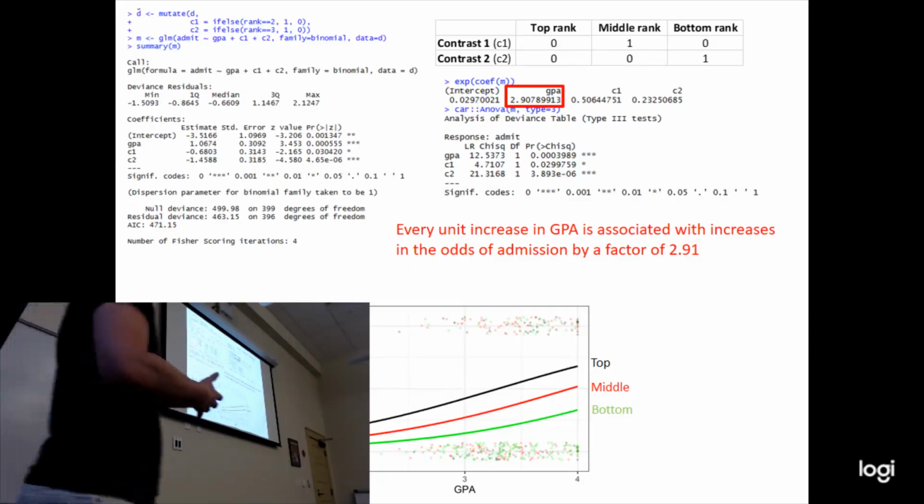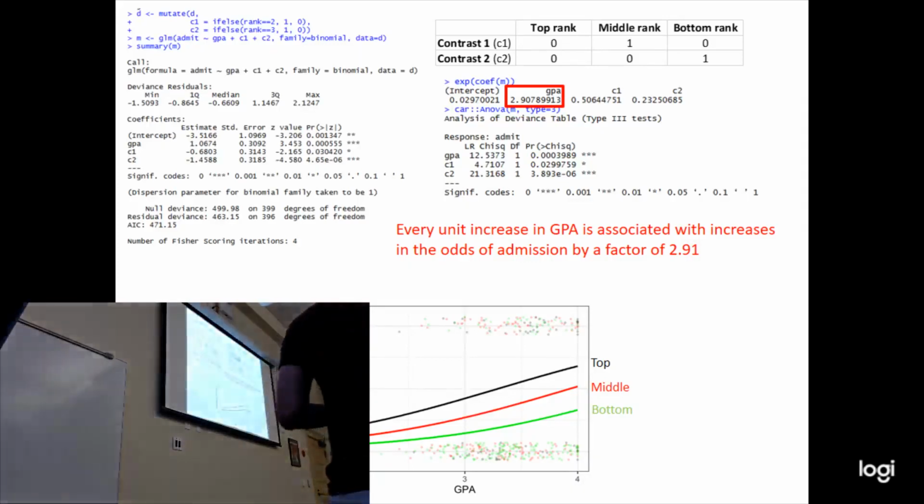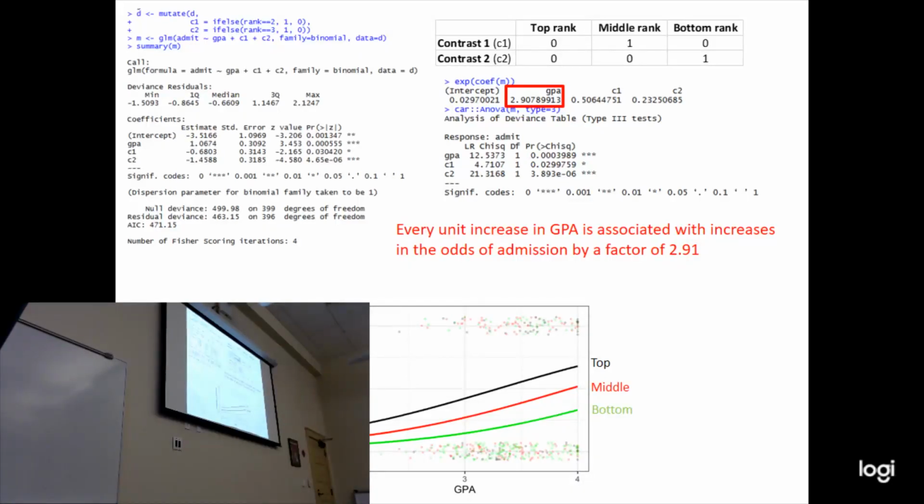So just to give you some specific wording, one way you can talk about this is every unit increase in GPA is associated with increases in the odds of admission by a factor of 2.9. So I'm getting the word associated in there to make it clear to the reader that it's generally not causal.